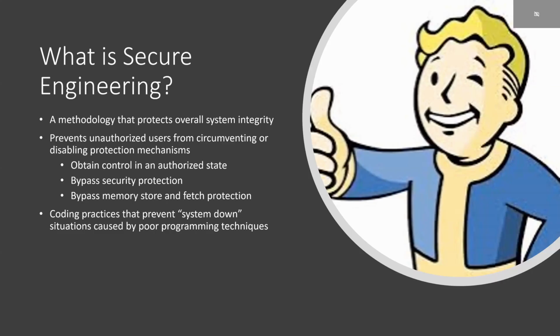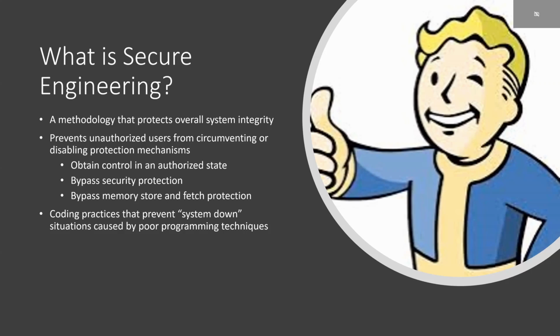Okay, so what is secure engineering? The first two bullet points here are the official definition. It's a methodology that protects overall system integrity, and its goal is to prevent unauthorized users from circumventing and disabling protection mechanisms within the operating system. That could be some sort of security system. It could be getting control in an authorized state that's beyond and above their normal authority as a general purpose user. It might be bypassing operating system memory store and fetch protection techniques. Okay, so that's the idea behind secure engineering.